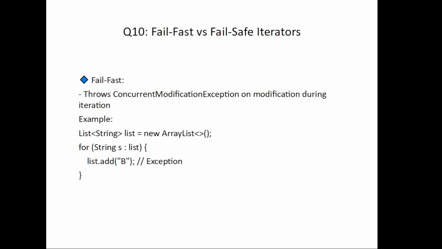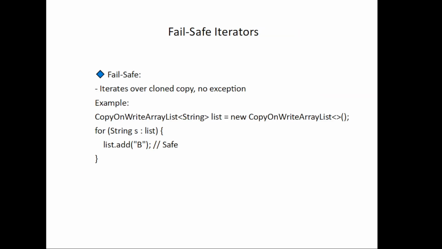Collections like ArrayList and HashMap use this behavior, and fail-safe iterators don't throw an exception because they work on a clone of the collection. Here, what's going on? This time we use CopyOnWriteArrayList, which is a part of the concurrent package. Internally it works on a copied version of the list, so modifying the list inside the loop doesn't affect the iterator. That's why it's safe, but it comes at the cost of performance.